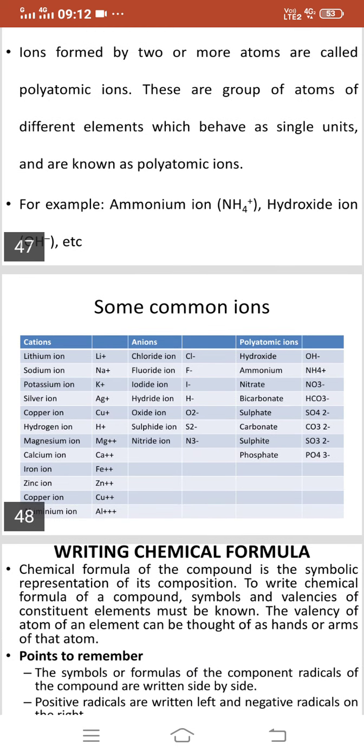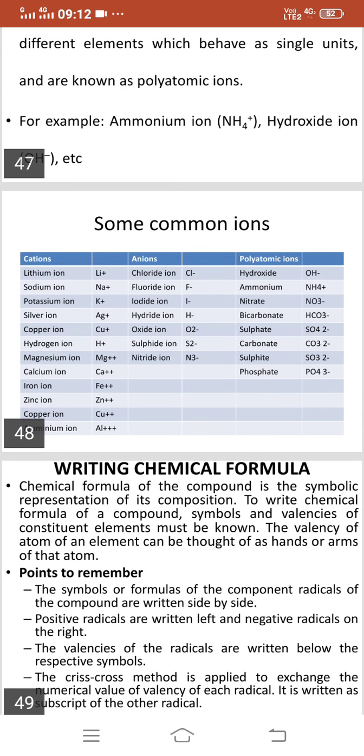So you can see in this particular slide some common ions like lithium, sodium, potassium, silver, copper, hydrogen, magnesium, calcium, iron, zinc, copper, aluminium. These are the examples of cations, and some examples of anions like chloride, fluoride, iodide, hydride, oxide, sulfide, nitride. And you can see polyatomic ions like hydroxide, ammonium, nitrate, bicarbonate, sulfate, carbonate, sulfide, and phosphate.